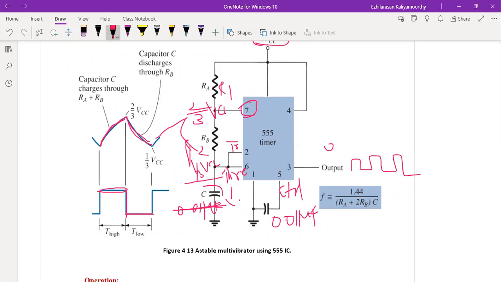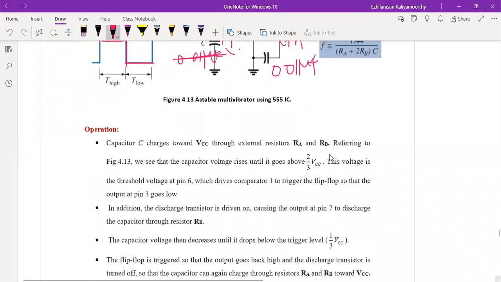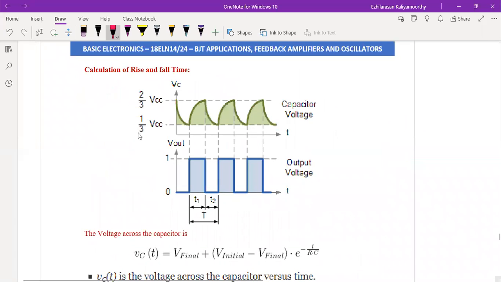So that is what I'll show in the diagram here. You can see this diagram. This is 1/3 VCC. This is 2/3 VCC. Compared to that, when it's charging, this is time 1, time 2, and this is the capacitor voltage. This will be our output voltage.